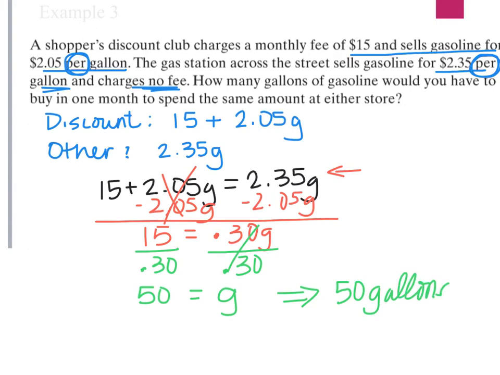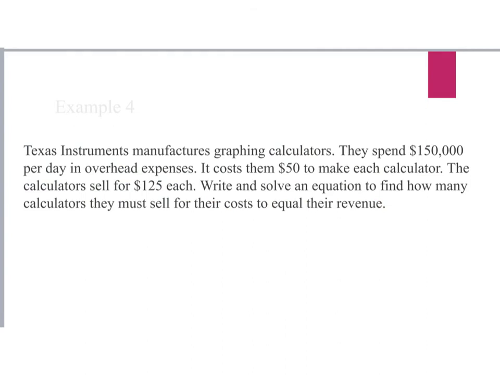Example 4 says Texas Instruments manufactures graphing calculators. They spend $150,000 per day in overhead expenses. It costs them $50 to make each calculator. The calculator sells for $125 each. Write and solve an equation to find how many calculators they must sell for their costs to equal their revenue.